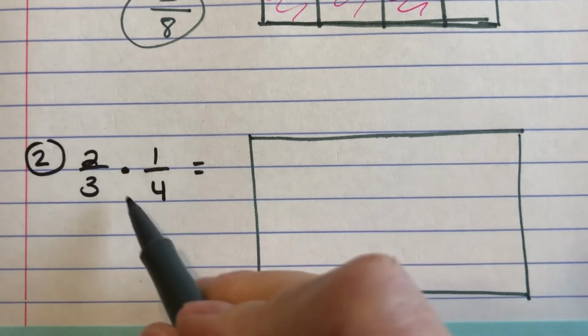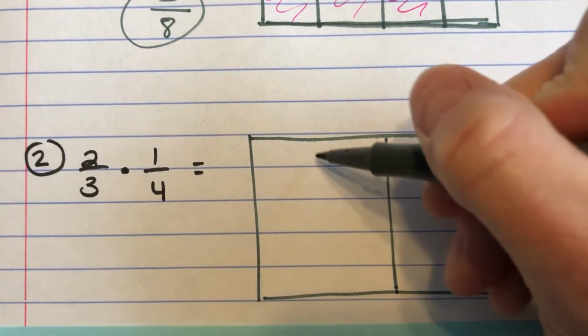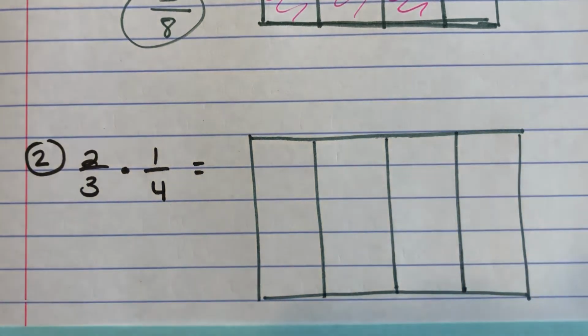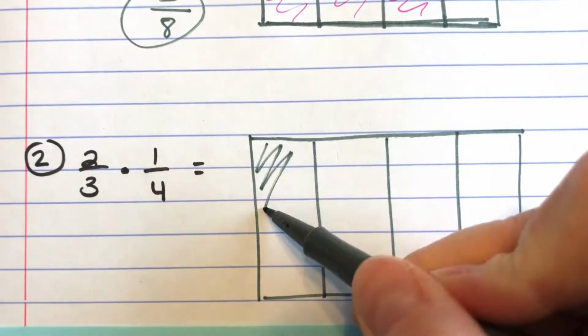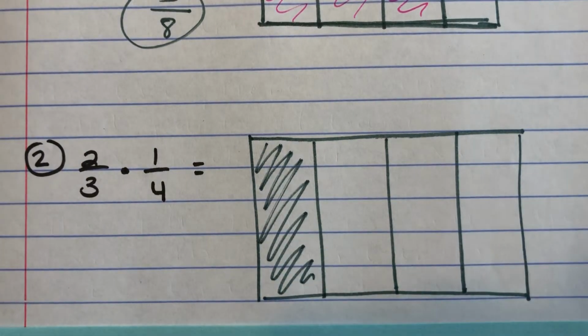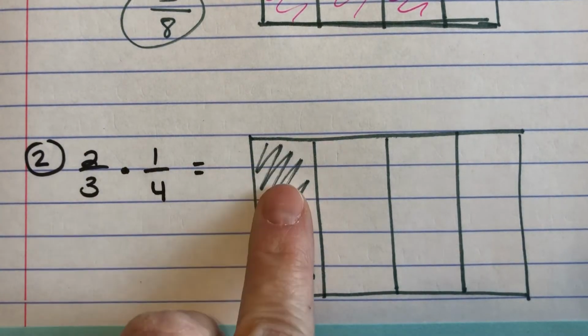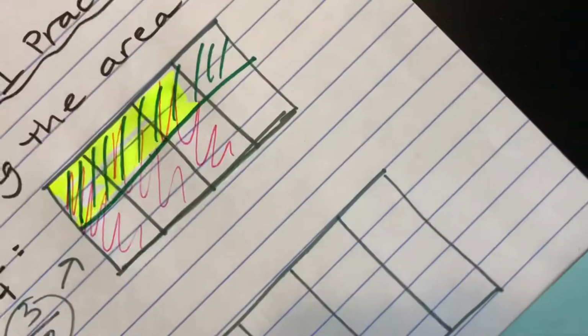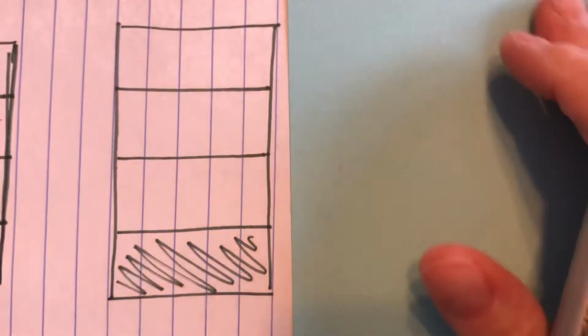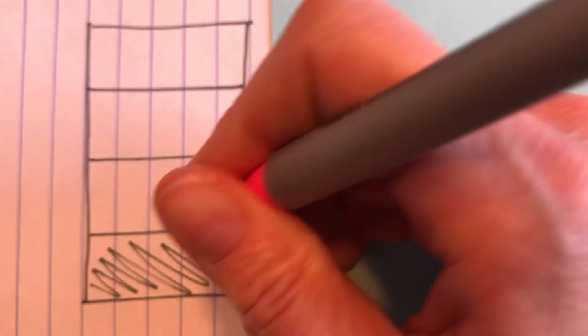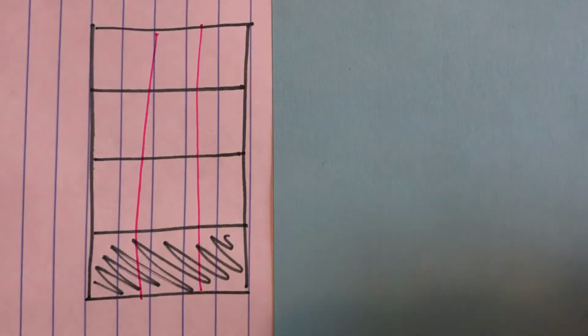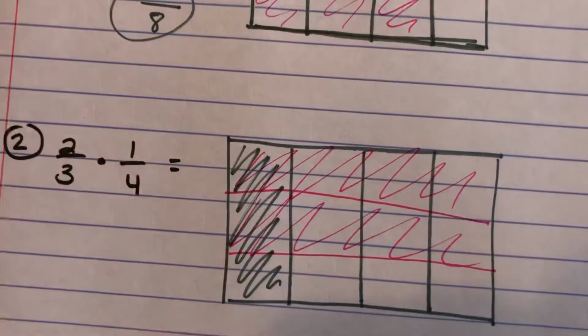First off, I want to show 1/4 on here. So I'm going to cut this up into 4 pieces. And 1/4 would be one of those pieces. Now I want to take 2/3 of 1/4. That means I need to separate this side into 3 pieces because I want to show 2/3. So I'm going to go 1, 2, 3. I know, not perfect. It doesn't have to be. And I'm going to shade 1, 2/3.